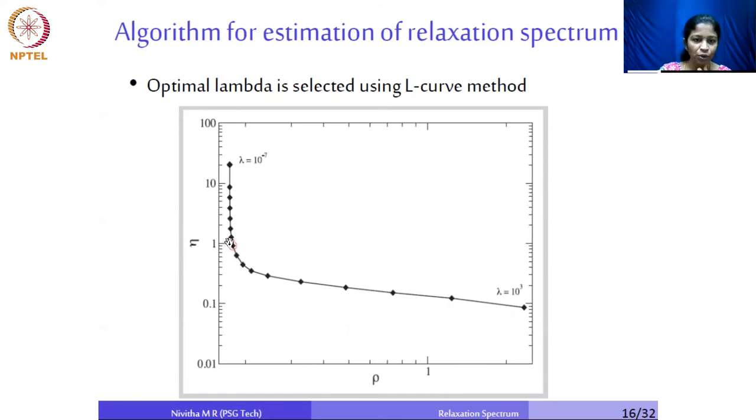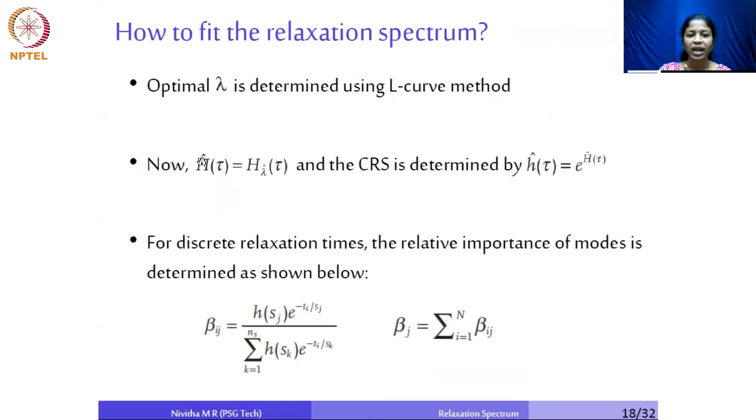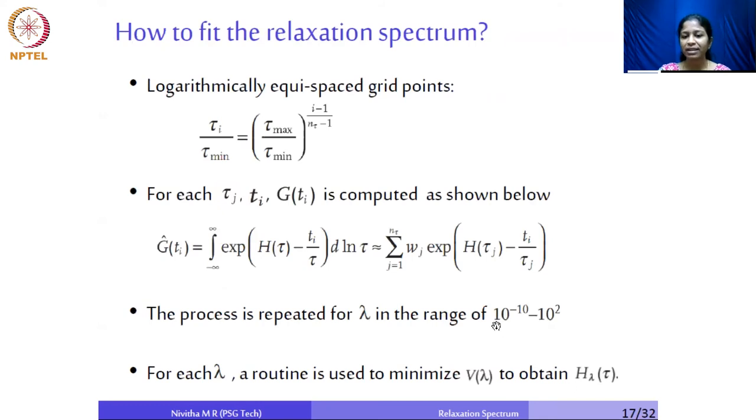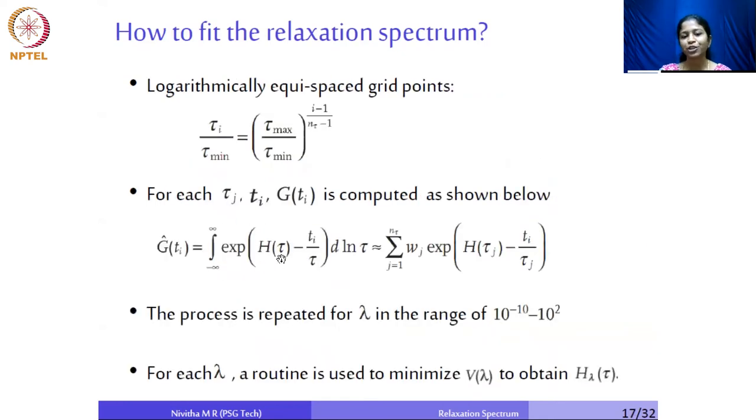You can see as you go here, the rho value is lesser. As you go here, the rho values become higher. Also, the eta values are relatively lower up to this point. So this is selected as the optimal lambda value. Now we have one lambda value that we have obtained. Previously we had calculated h lambda tau for each lambda value, for lambda varying in the range of 10 to the power minus 10 to 10 to the power 2. Now we have chosen the optimal lambda, so for that particular lambda value, we compute h of tau. Now we use it in this expression and we will be getting h of tau.